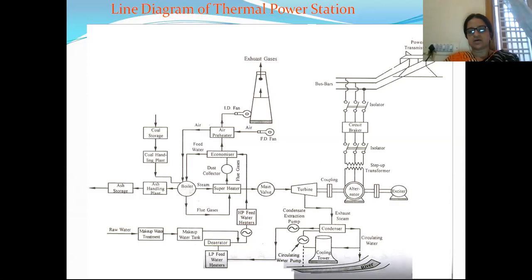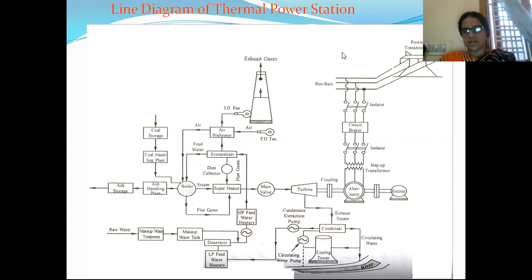As it is getting passed through the economizer, with the help of flue gases, the economizer will increase the temperature of this feed water again before supplying it to the boiler. Next, the superheater also increases the heat of the steam which we are getting from the boiler. This heat energy is again supplied by the flue gases.